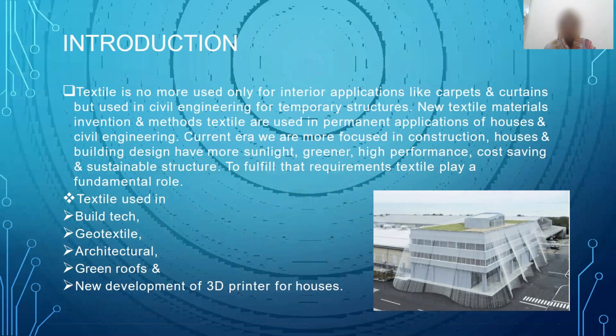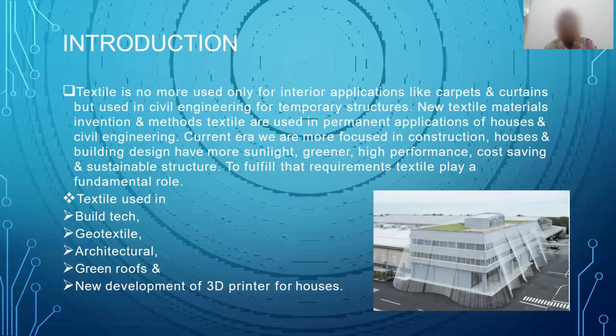Textile is no more used only for interior applications like carpets and curtains, but is used in civil engineering. Also, we can say that construction for temporary structures. With new textile materials, inventions, and methods, textiles are used in permanent applications of houses and civil engineering. In the current era, we are more focused on construction. Houses and building designs have more sunlight, greener, high performance, cost saving, and sustainable structures.